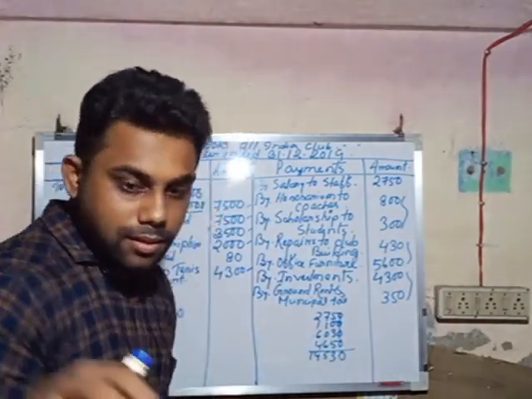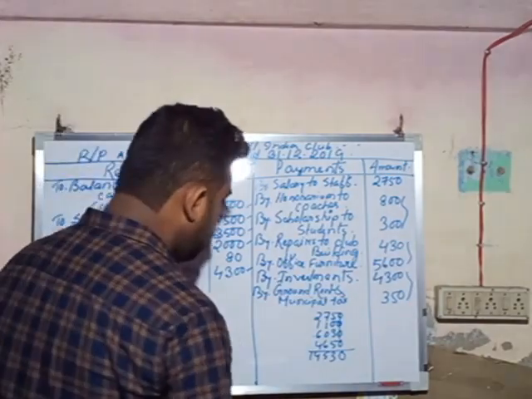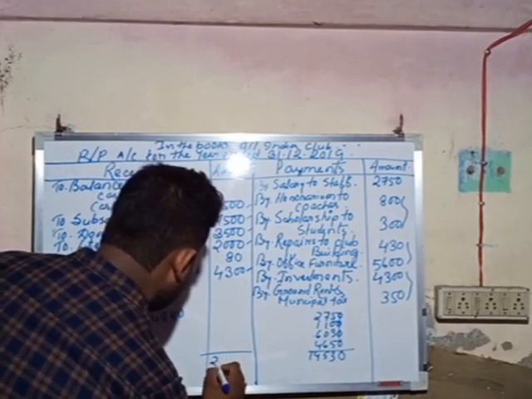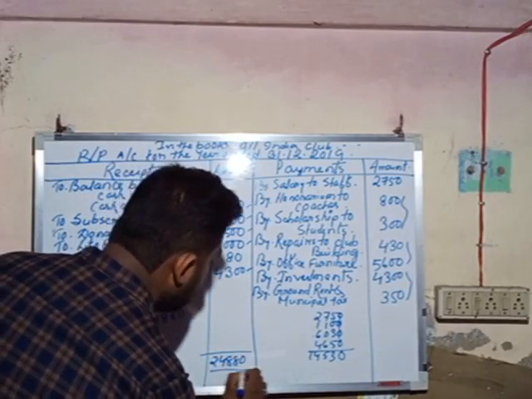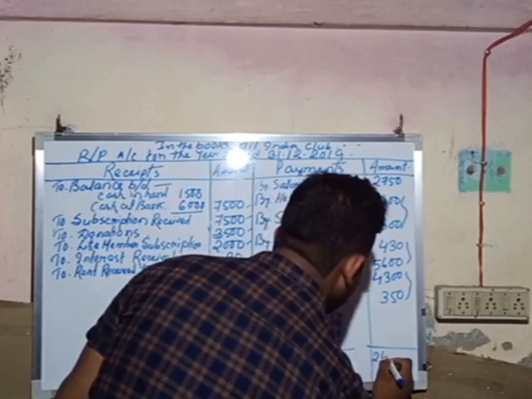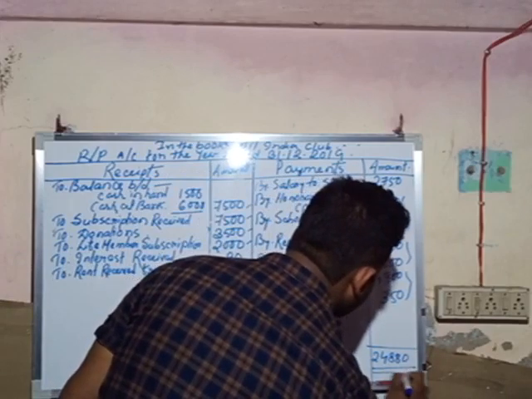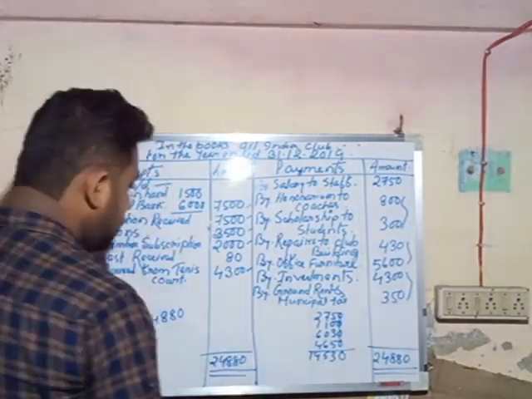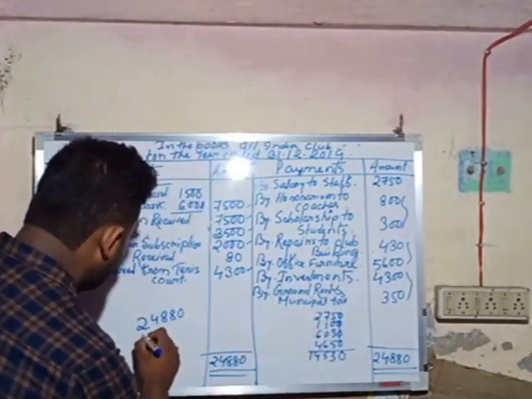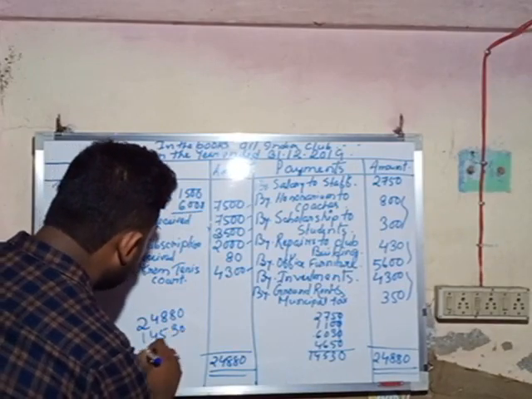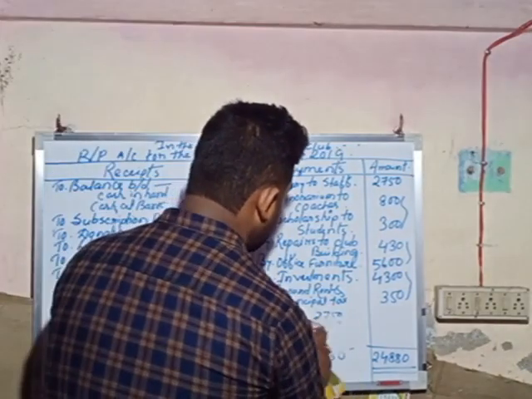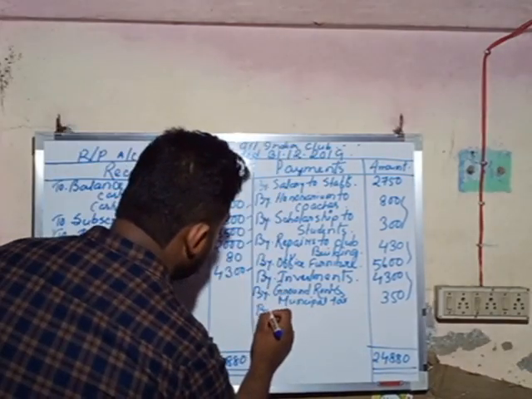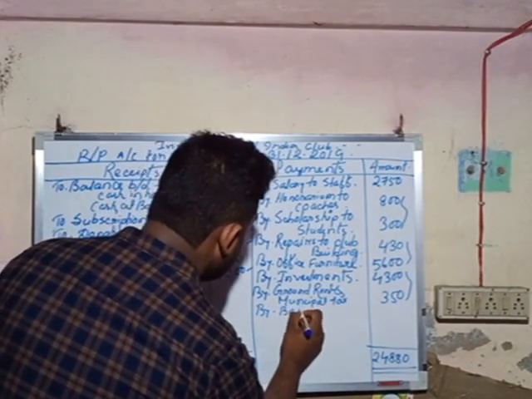14,530. So we have to write the bigger amount on both sides: 24,880 on both sides, because the receipt side is more than the payment side. So on the payment side the total amount is 14,530. The difference is on the payment side, by balance c/d.